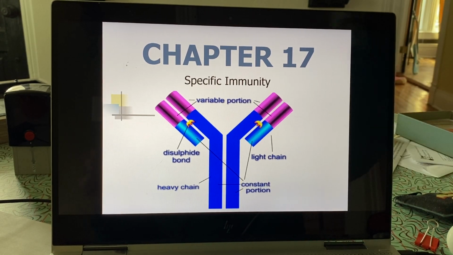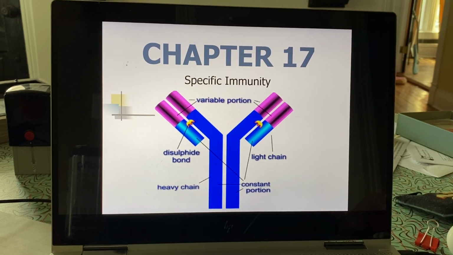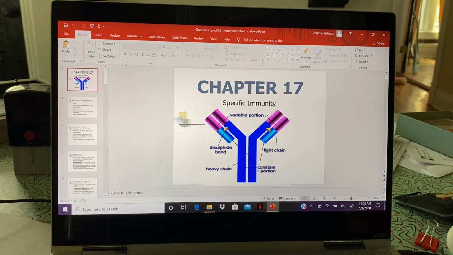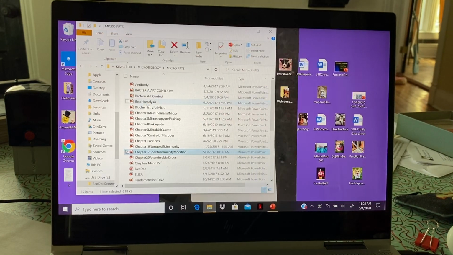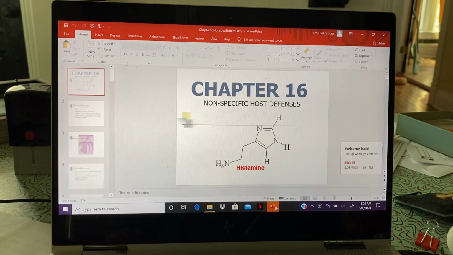Okay, so let's start our final chapter, which is on the specific part of the immune system. And actually, before I get to that, let me pull up non-specific immunity. So I'm going to want to show you a little bit from that.